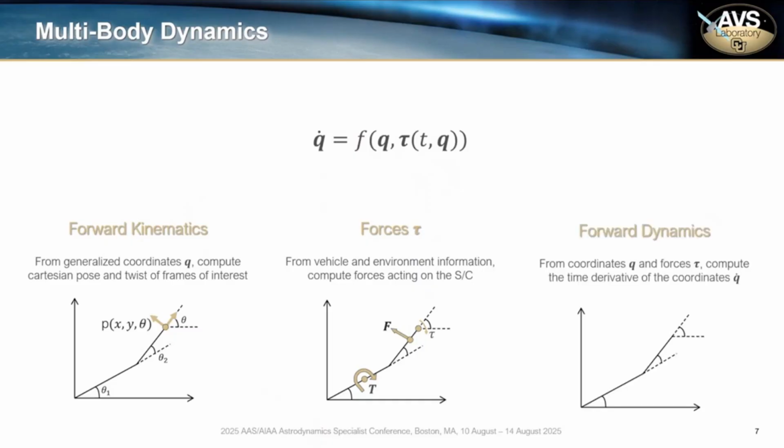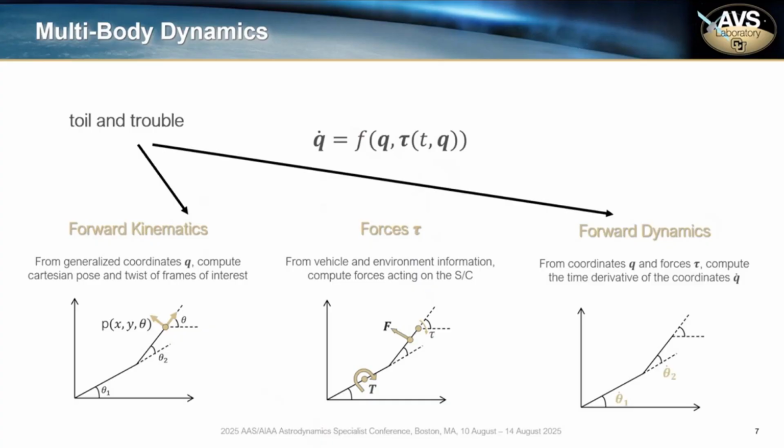And finally, we have the forward dynamics, which is, given the current coordinates and given the forces acting on the system, what is the time derivative of the generalized coordinates vector? Now, our argument is that these forward kinematics and forward dynamics algorithms have tried and true solutions that work for generic setups, and that it's not necessarily of interest for astrodynamicists to understand the details of these algorithms.